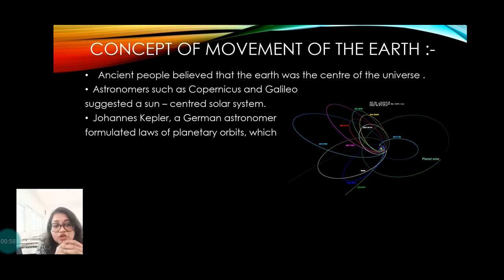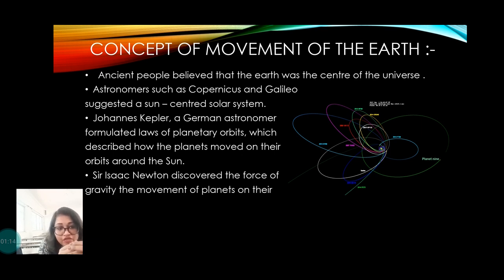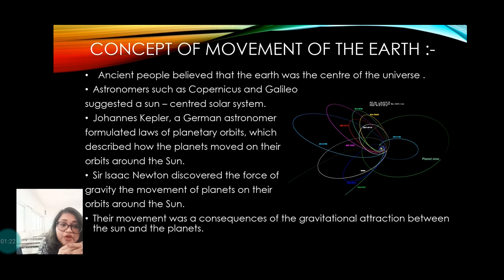After that, Johann Kepler, a German astronomer, first formulated the laws of planetary orbits. Okay, he also described how the planets move on their orbits around the sun. And after that, Sir Isaac Newton first discovered the force of gravity and the movement of the planets in their orbits around the sun. Okay. And then we came to know about the movement of the earth from satellite images, and also that the movement is a consequence of the gravitational attraction between the sun and the planets.